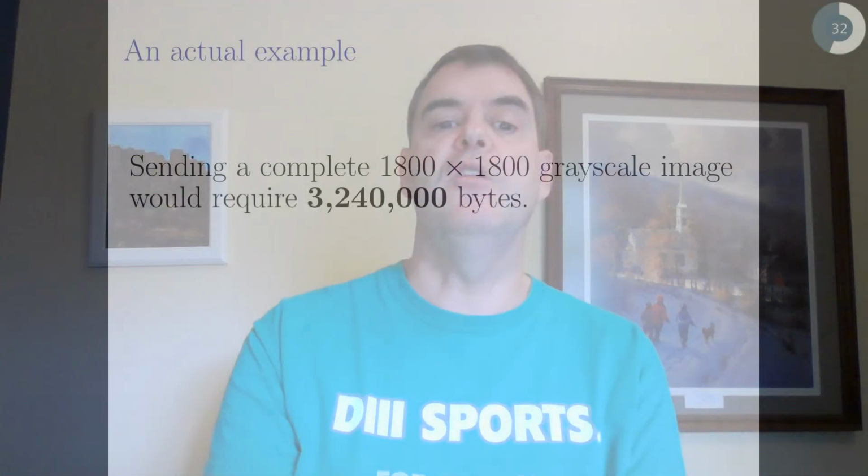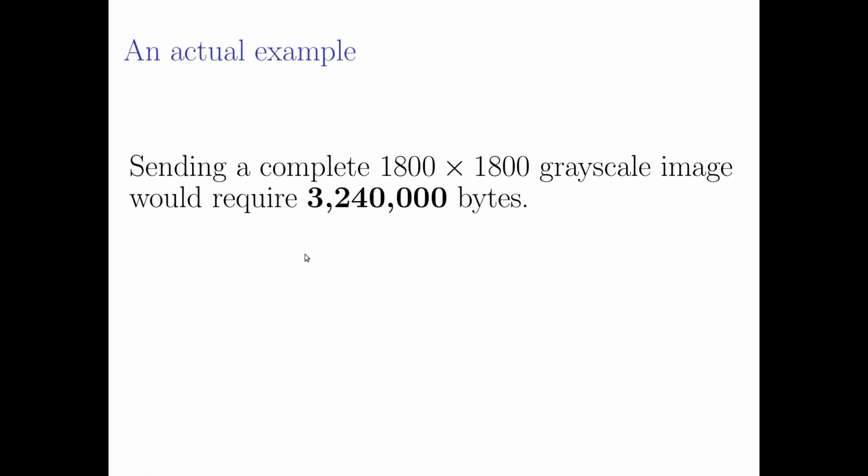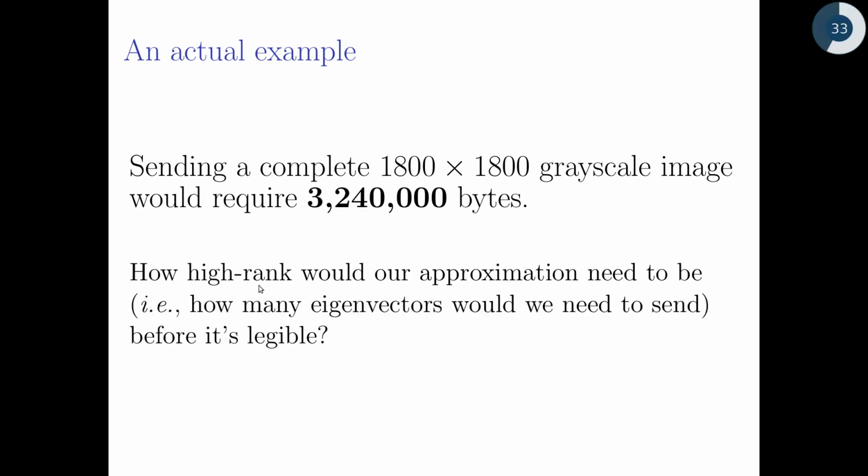Okay. In fact, let's look at this as an actual example, right? So let's say we have an 1800 by 1800 image. Okay. If you work out the math, this takes 3 megabytes if we wanted to send the entire thing. Okay. So this is one frame of a movie that you're watching. It would take 3 megabytes. What we want to ask is, how much would we have to include? How many eigenvectors would we have to throw into the soup before you, as a reader or as a viewer, can tell what it is?